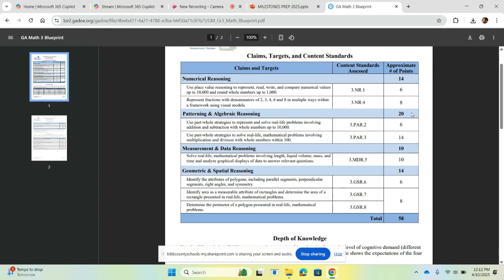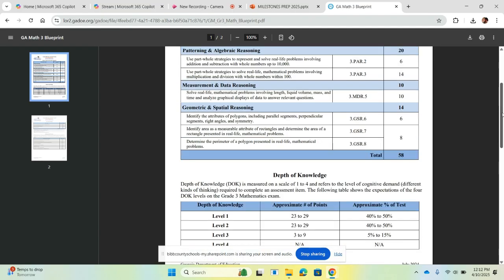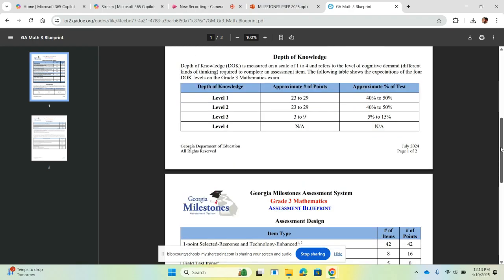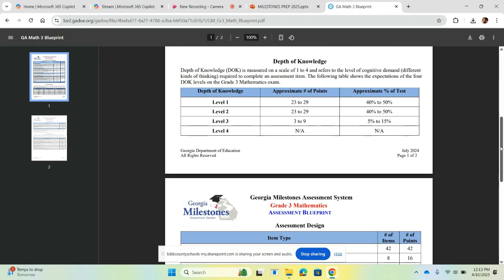On this particular assessment, just for these areas. So just like for ELA, let's talk a little bit about depth of knowledge. Depth of knowledge is based on a scale from 1 to 4, 1 being the easiest type of questions, 4 being the hardest.